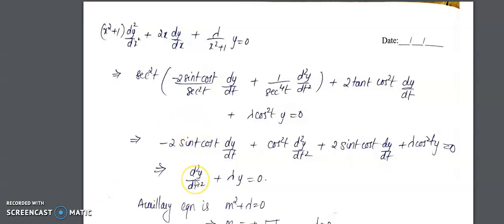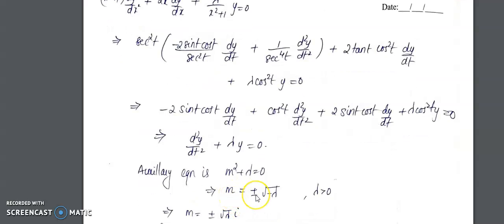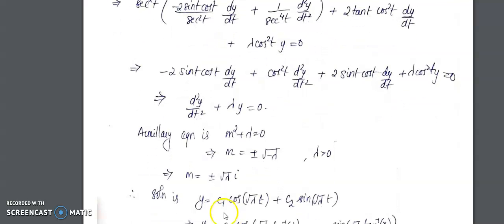So we will get the equation as d square y by dt square plus lambda y equal to 0. The auxiliary equation will be m square plus lambda equal to 0. Now when you find the roots, m equal to plus or minus root of minus lambda. In the case lambda greater than 0, you will have m equal to plus or minus root lambda i. So we will get complex roots. Therefore the solution is going to be y equal to c1 cos root lambda t plus c2 sin root lambda t.